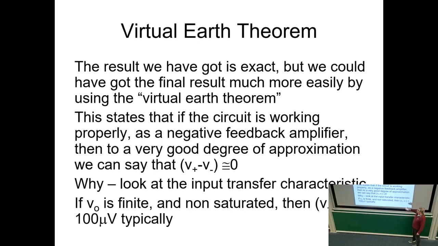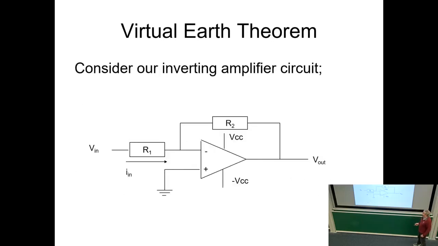So you can go back and look at the input transfer characteristic of the open loop op-amp. And this has to be less than a few microvolts. And we said it couldn't be bigger than about 100 microvolts if it was working properly anyway. So you don't have to worry about that too much. You can just say, I'll accept this is working as a linear amplifier, and therefore the difference between the two input terminals must be close to 0. That's what I mean. The difference between these two terminals is close to 0.